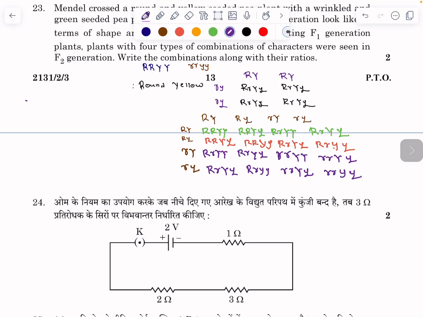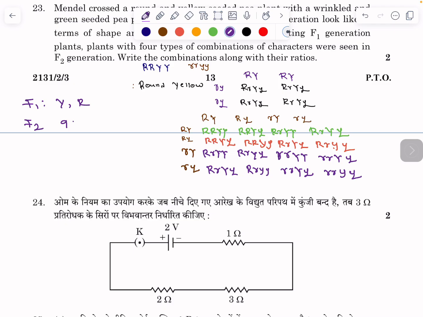So like this in the F2 generation. In the F1 generation you get all yellow round seeds, and in the F2 generation, here we are getting 9:3:3:1 plants, right? Round and yellow seeds.